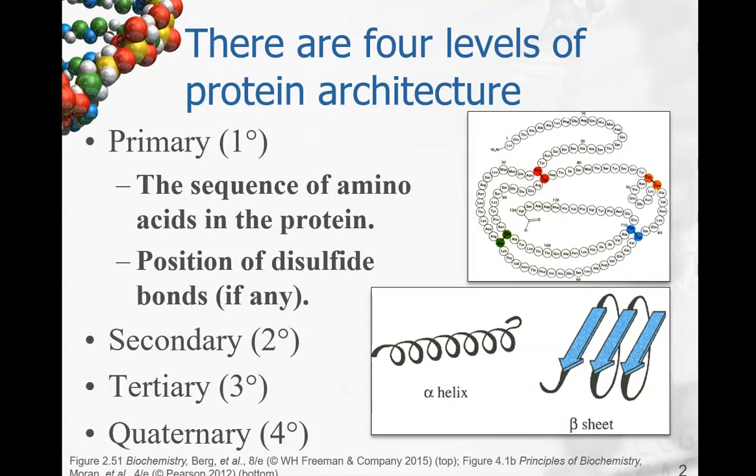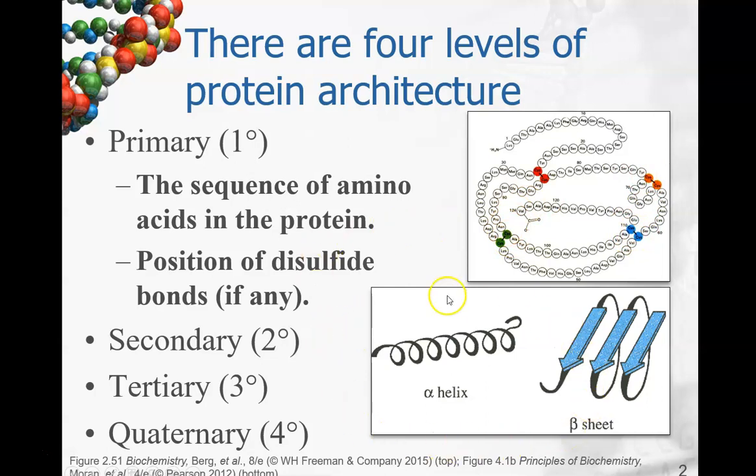So we start out by describing 4 levels of protein architecture. There's primary sequence, which is the sequence of amino acids in the protein, and the position of disulfide bonds, if there are any. And that's shown right up here for lysozyme. So again, we can see the order of the amino acids from 1 to 124. Oh, sorry, this is a ribonuclease. And the positions of the disulfide bonds.